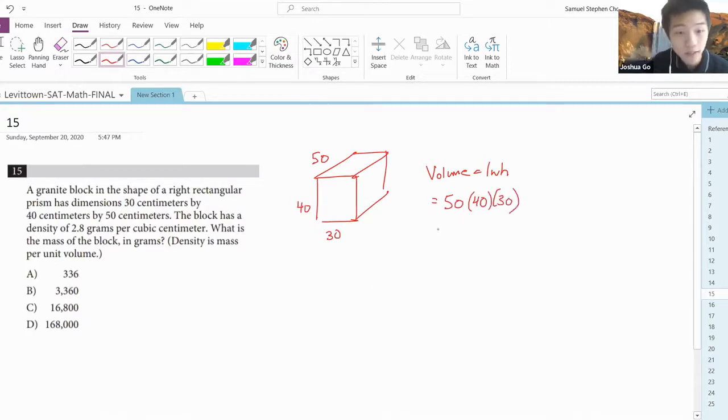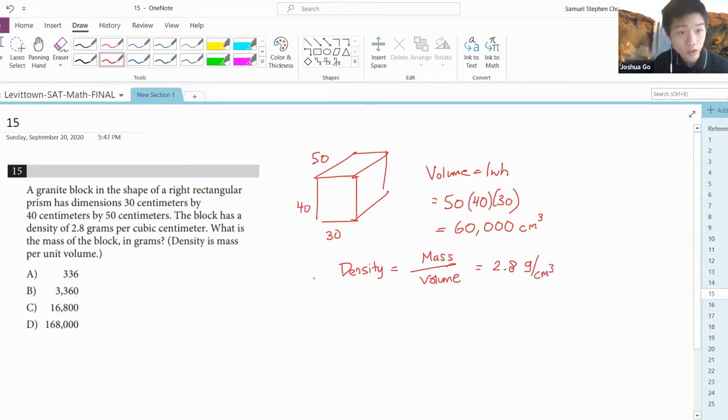And that's 60,000. And now we're given this density, which, again, gives us, in parentheses, mass per unit volume. So the density is 2.8 grams per cubic centimeter. Grams per cubic centimeter, got you.